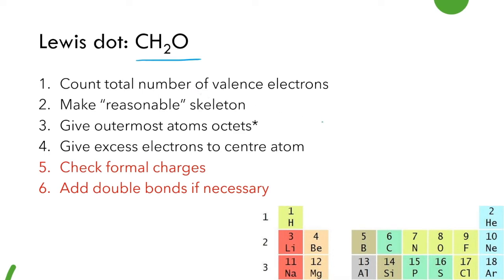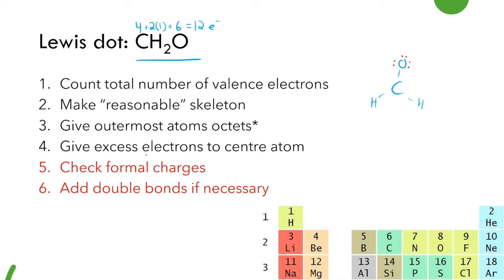We'll go through the first steps pretty quickly. For carbon, we'll have 4 valence electrons. For the hydrogen, a total of 2. For the oxygen, a total of 6. That's going to give us 12 valence electrons. Our reasonable skeleton is going to look something like this. We can give our outermost electrons octets where they need them. And now we have our first approximation.